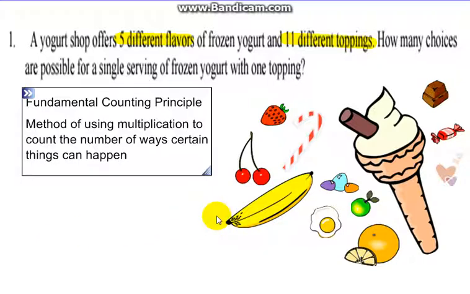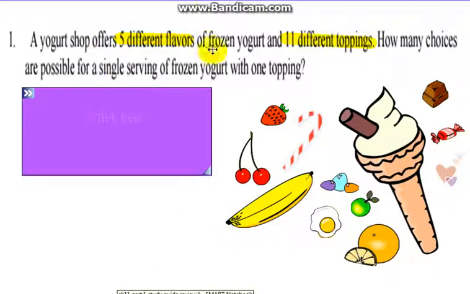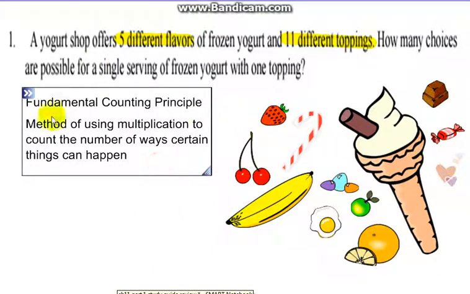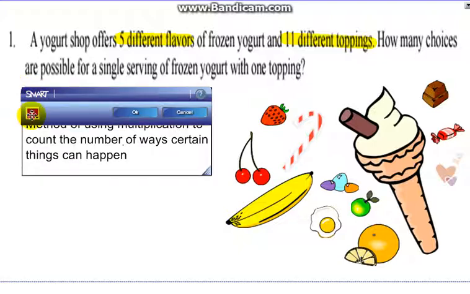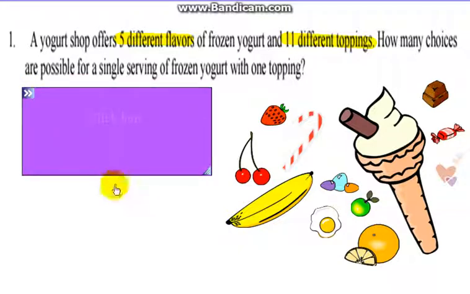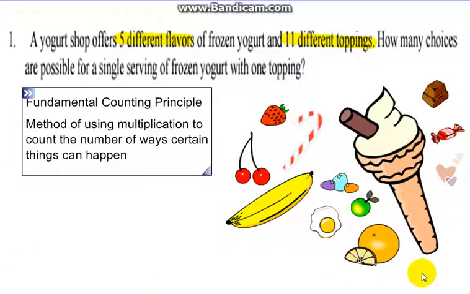Our first problem on the study guide says a yogurt shop offers 5 different flavors of frozen yogurt and 11 different toppings. How many choices are possible for a single serving of frozen yogurt with 1 topping? Well, we know the fundamental counting principle says the method of using multiplication to count the number of ways certain things can happen. So how many ways can this combination happen?